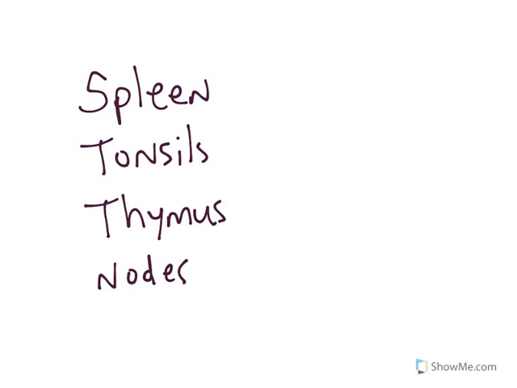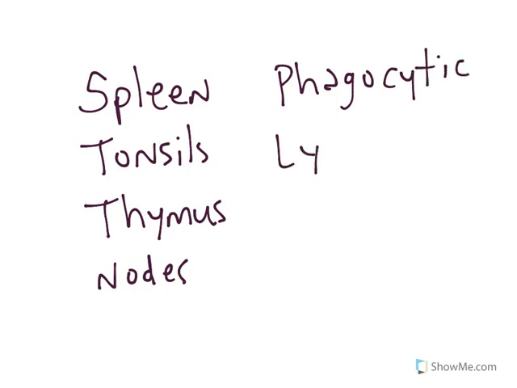Comprising the lymphatic system, along with the types of organs and tissues we find in the lymph system, are the spleen, the tonsils, the thymus, and lymph nodes. This is in addition to phagocytic cells, which we've talked about briefly before, and also lymphocytes. We'll see these more in chapter 21, which is the immune system chapter.